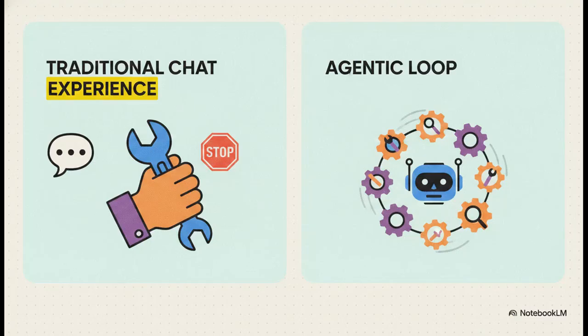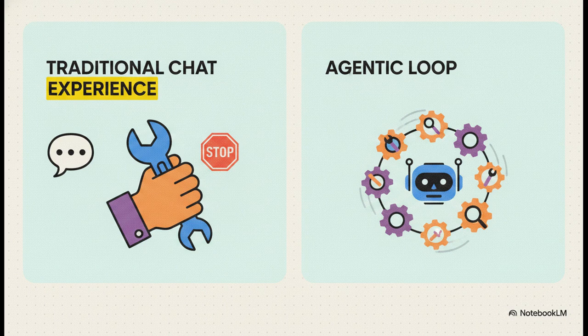So before we get into the how-to, we really need to quickly cover why these autonomous agents are completely replacing that standard back-and-forth chat experience we've all gotten so used to. In a traditional chat, you know the drill. You type a prompt, the model responds, and it just stops, right? If you need to actually act on that response, say run a terminal command or fix a bug, well, that manual labor is totally on you.